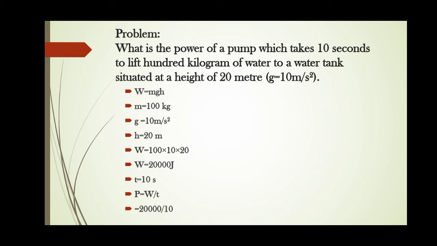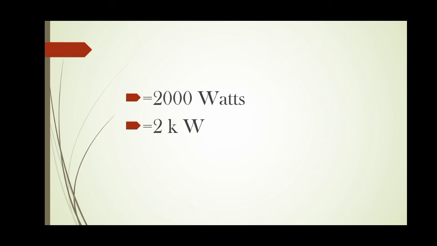So power is equal to W by t. We already have got W equals 20,000 joules. So by dividing 20,000 by 10, we will get the power as 2000 watts, which is also written as 2 kilowatts.